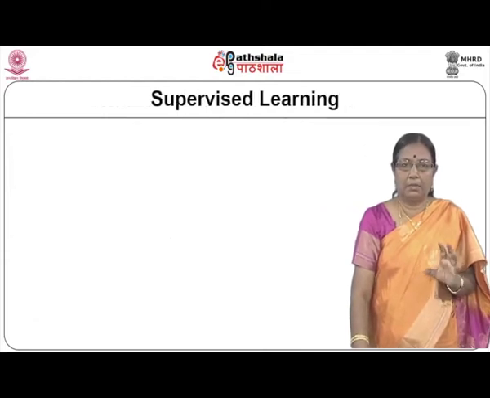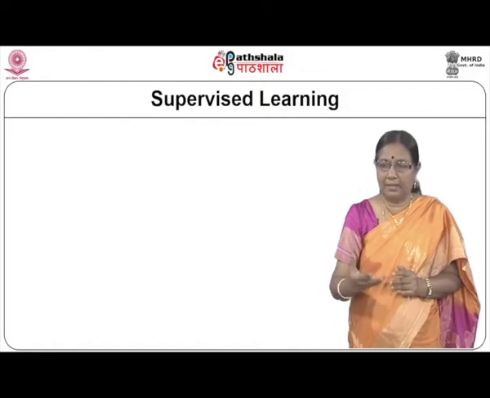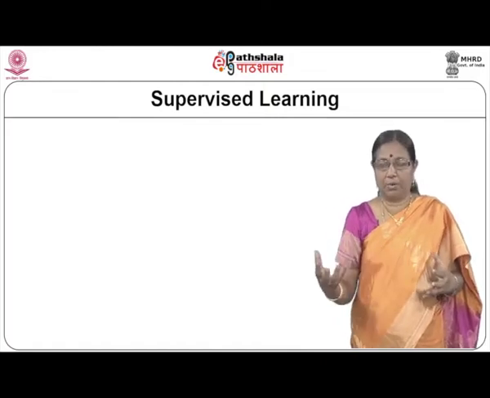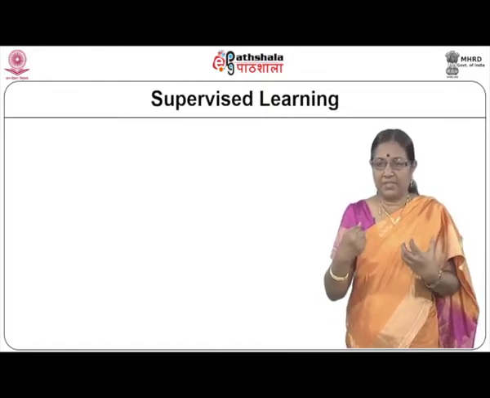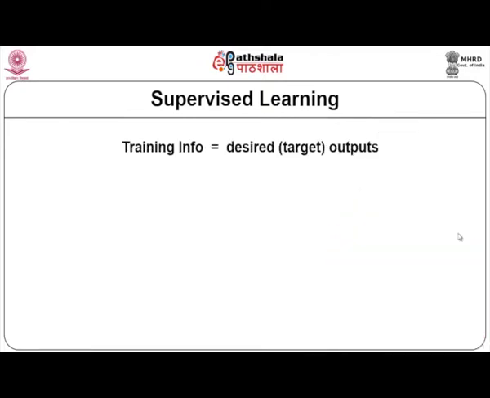Now, let us look at supervised learning. You remember supervised learning, it is labeled information. So, you are given an input and an output and you learn a mapping function from that, okay, and you try to predict for an unknown. So, the training information here will contain the desired target outputs.